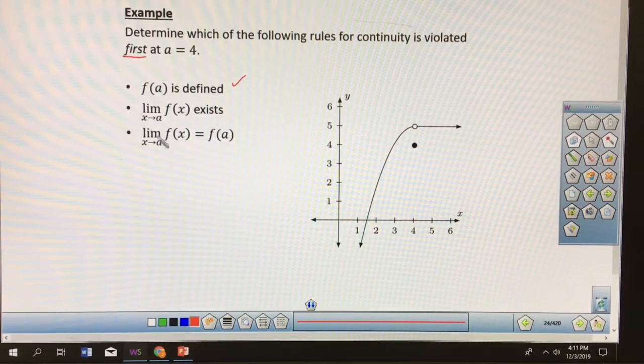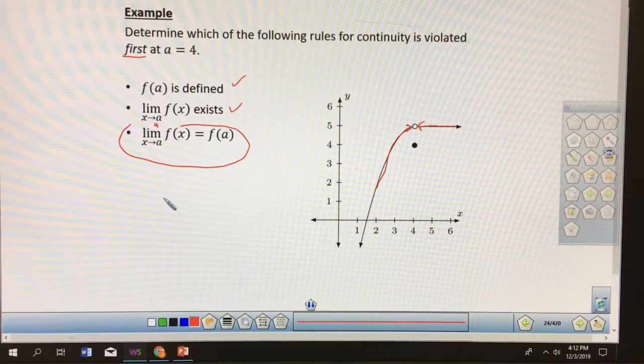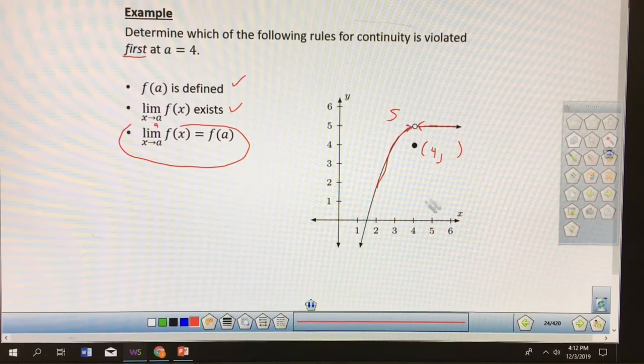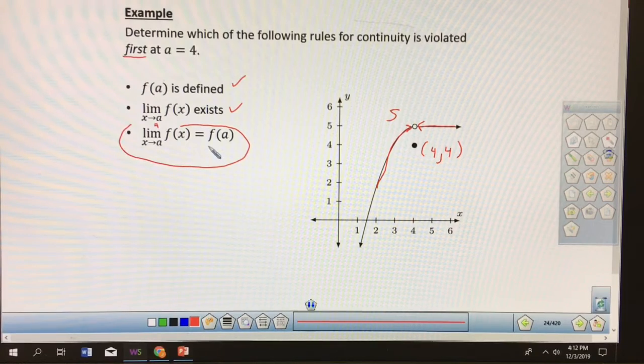This one is good. The limit as x approaches 4 exists. As I get closer and closer to 4 from the left and the right, it does exist. So that one's good. So it has to be the third one. That means the limit as x approaches 4 from both sides is actually 5. But what's that coordinate there? Isn't that coordinate 4 comma 4? Does that y value 4 equal that y value 5? No. So that's where it doesn't work. That's where it's violated.